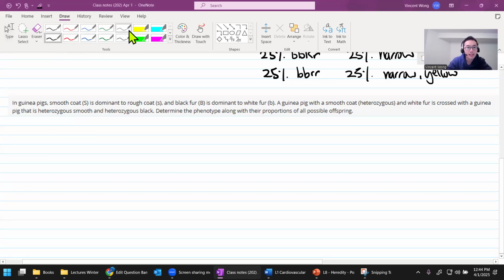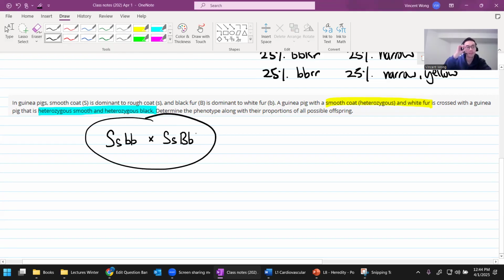All right, that's fine. So let's take a look at the parents here. We have a guinea pig that's smooth coat and white fur, and then the other one is heterozygous smooth and heterozygous black. For the first one, smooth coat, smooth being dominant, and in brackets it says heterozygous, so that has to be big S, small s, and it's going to have white fur, which is a recessive trait. So that means it's going to be small b, small b. We're going to cross with heterozygous smooth and heterozygous black. Does anyone have any question about the genotype? If you don't understand why the genotype is the way it's written, you should ask me now.